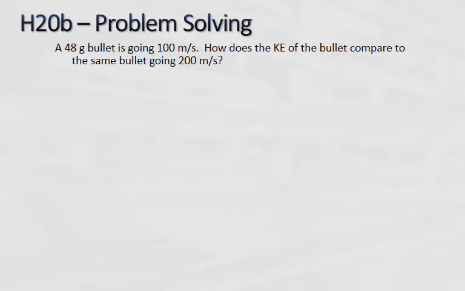All right, so for this one, we've got a 48-gram bullet going 100 meters per second. How does the kinetic energy of this bullet compare to the same bullet going 200 meters per second? So go ahead and pause the clip and do both of those. And remember, with your units here, be careful. And when you've got those, go ahead and figure out how many times greater the second one is compared to the first. When you're ready to check, you can hit play to continue.